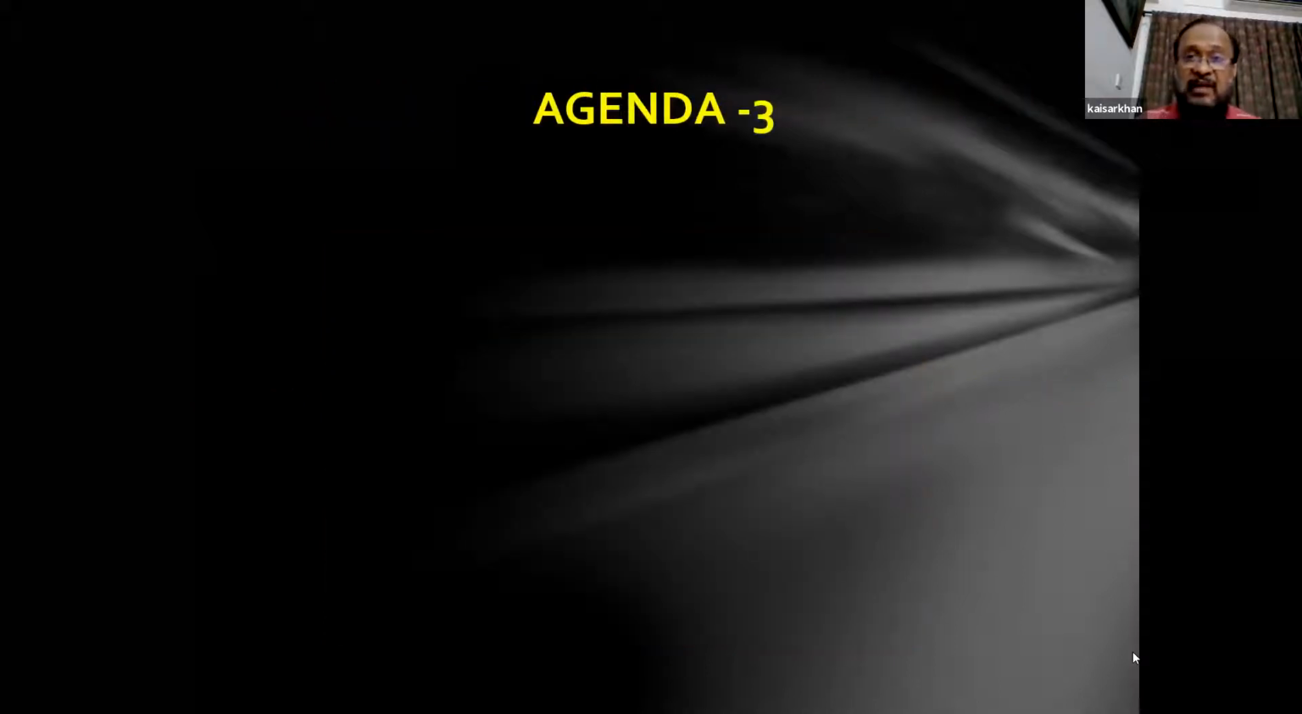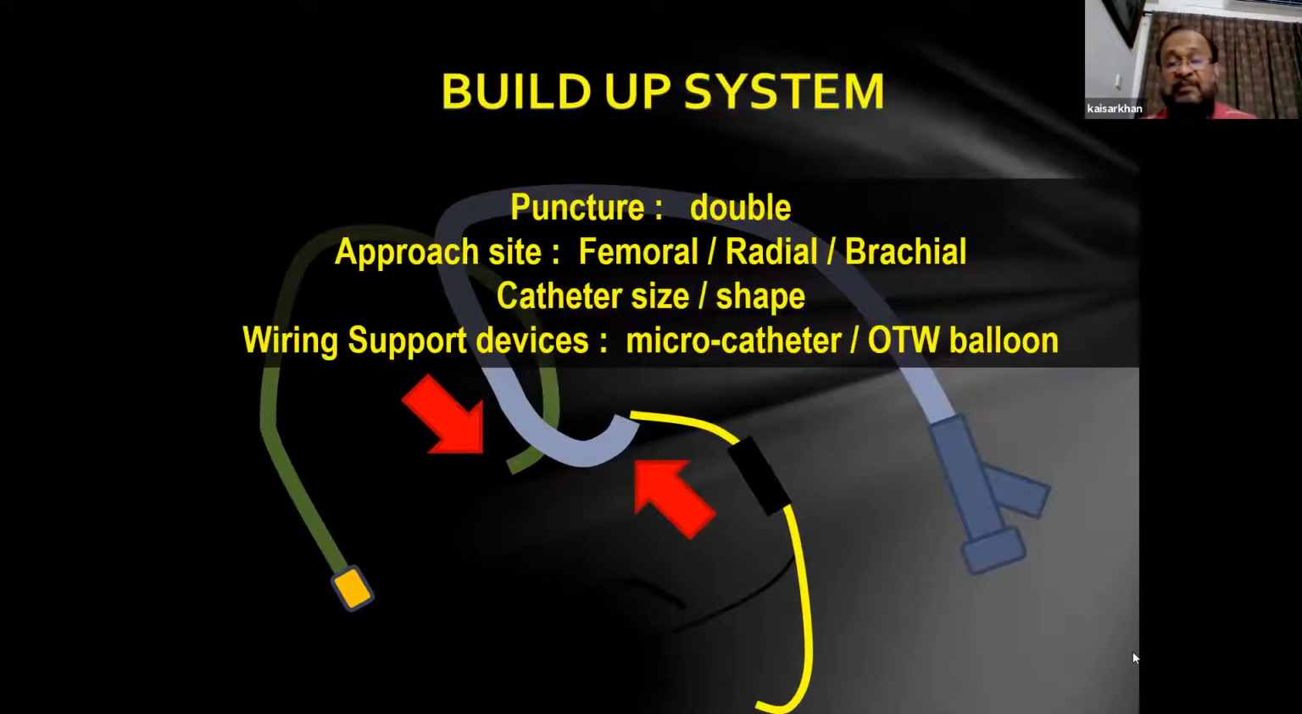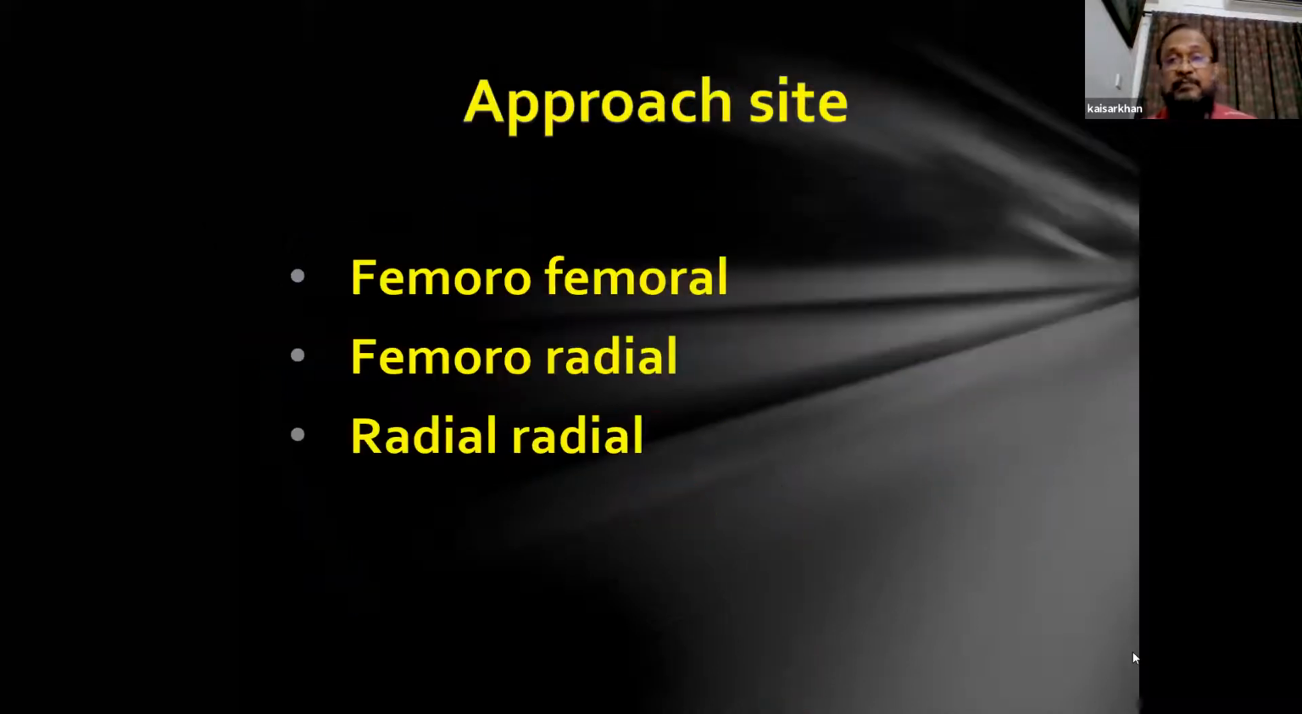Now my next agenda, agenda 3, and my last agenda. Guide catheter navigation and guidewire handling. So you have to build up a system. You have to puncture double. Approach sites could be femoral, radial, brachial. You have to choose the catheter size and shape. You have to choose the wire supporting device. Approach could be femoral, femororadial, or radial.